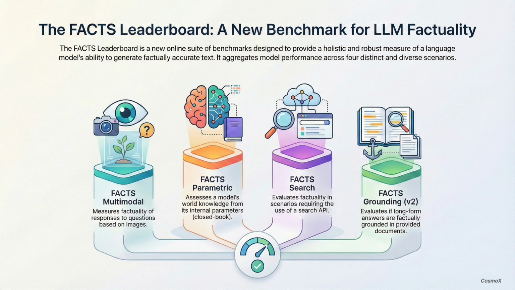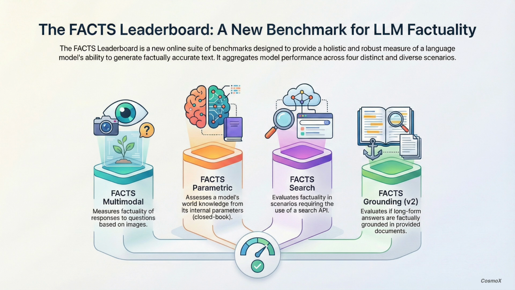First up, we have FACTS Parametric. This one is all about the model's internal world knowledge. Think of it like a closed book exam, totally from memory. So no looking things up, no search engine. Exactly. It just uses its pre-trained parameters. It's a pure test of what it knows internally. Okay, but wait. If the model's training data is, say, from 2023, isn't that internal memory already out of date? Why even test it?